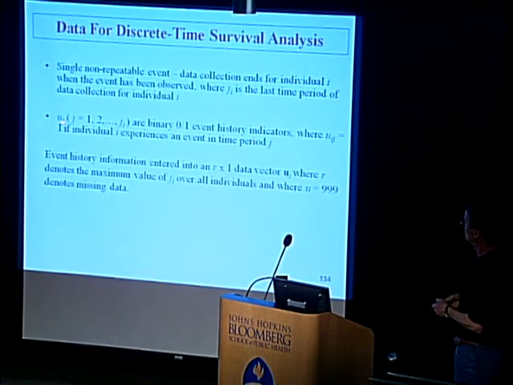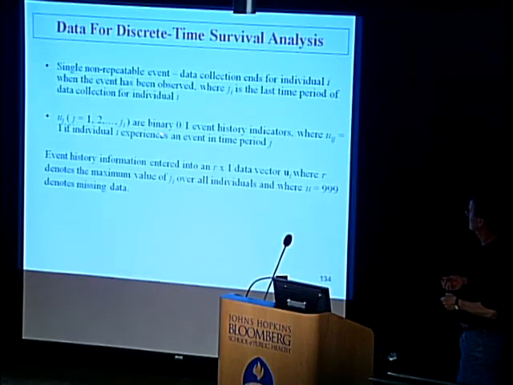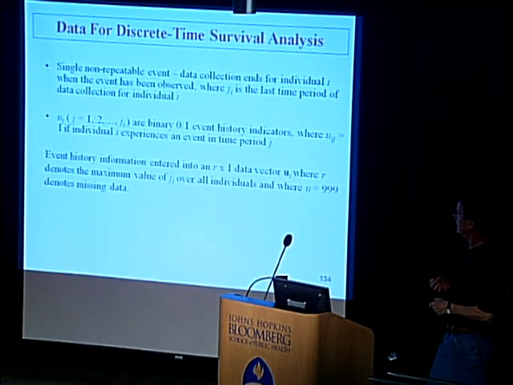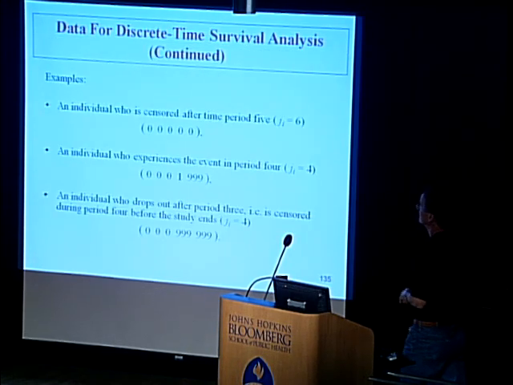So we're going to define a U variable, an event history indicator, and it is binary. So we're going to think of it as a categorical, where U is equal to 1 if individual i experiences the event at time period j. Actually, let's consider this slide in more detail as an example.